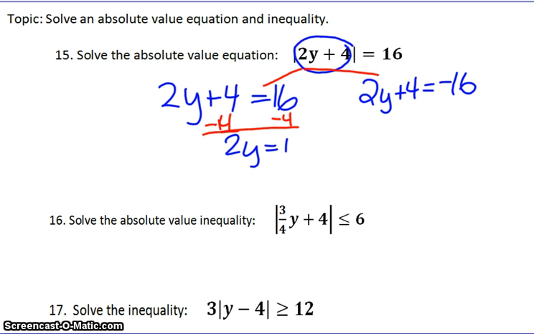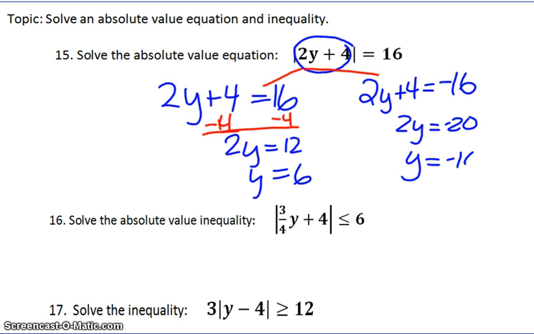2y would equal 12, y would equal 6. Or minus 4 and minus 4. 2y would equal negative 20 because I subtracted 4 from both sides. y would equal negative 10. So in absolute value problems, we actually get two answers.